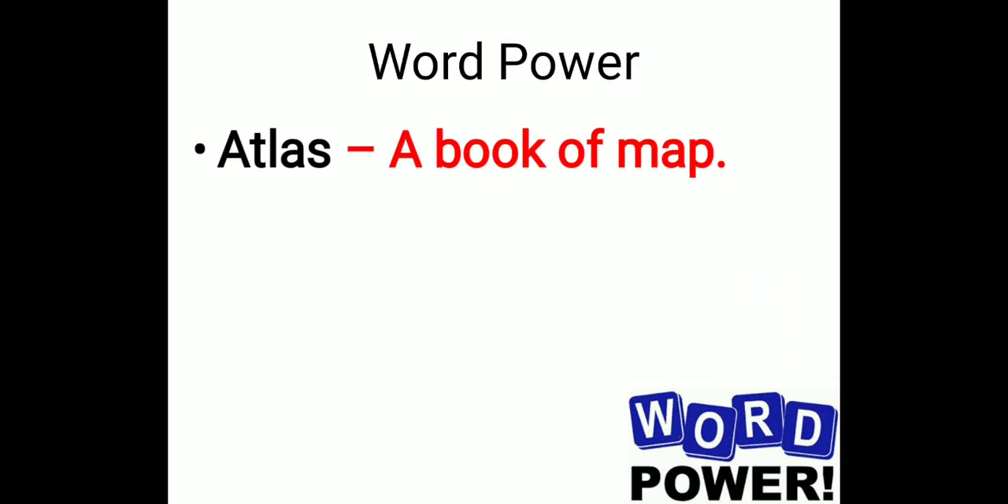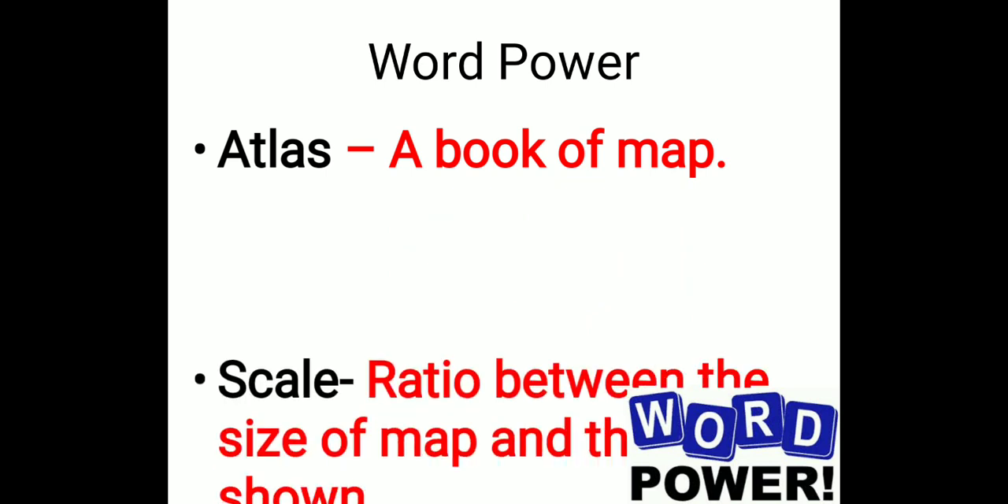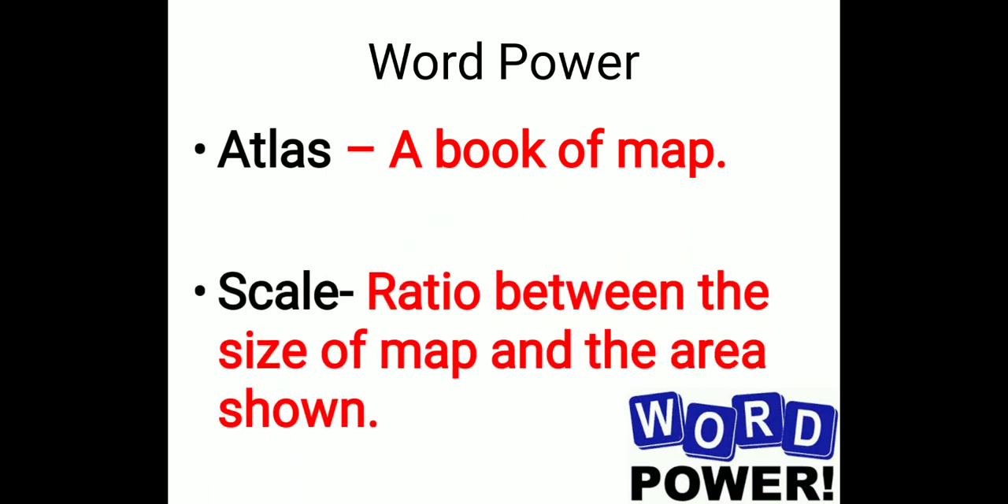Now, what is word power? Word power means a term's meaning or definition. What is the meaning or definition of a particular term? The first word we will take is atlas. What do you mean by atlas, students? A book of maps. Scale. What do you mean by scale? Ratio between the size of the map and the area shown.